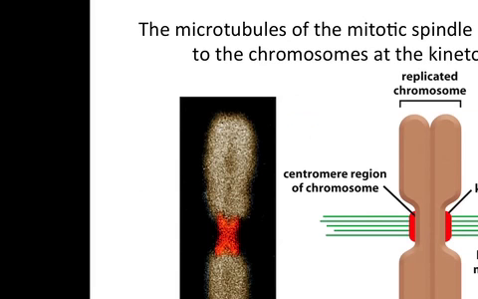So the microtubules of the mitotic spindle attach to the chromosomes at the kinetochore. People always say the microtubules attach to the centromere, right? People always want to say that. The centromere is the part of the chromosome that has a certain sequence of DNA where the kinetochore assembles. So think of it this way: you've got your centromere, the kinetochore binds, and that's where your microtubules bind. It's your kinetochore microtubules, remember the different kinds we talked about, that are going to bind to the kinetochore. Questions?